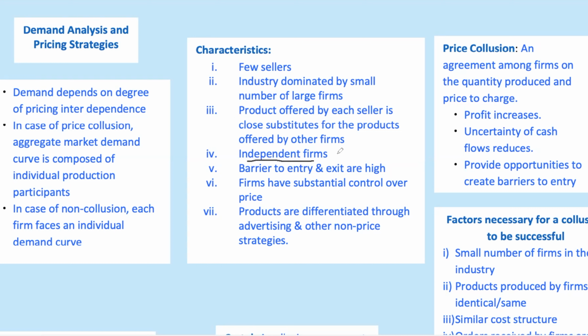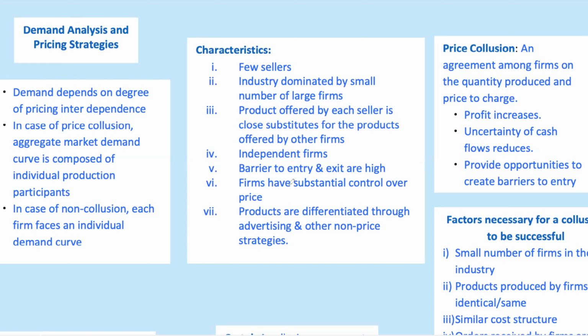Interdependence. Firms are highly aware of each other's actions and decisions. The decisions of one firm can significantly impact the others, leading to strategic behavior and potential collusion. Barriers to entry. High barriers prevent new firms from entering the market easily. These barriers can include high capital requirements, economies of scale, and strong brand loyalty.